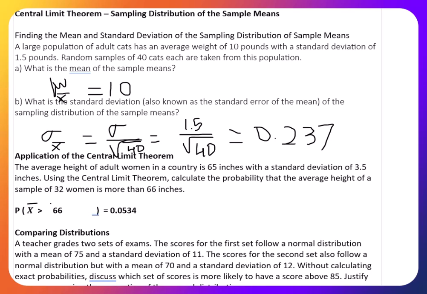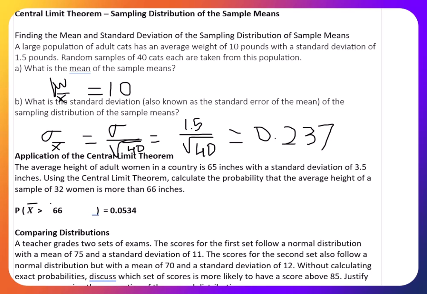Okay, this video has application to the central limit theorem, which is mainly section 8.1 in your textbook. Finding the mean and the standard deviation of the sampling distribution of the means. If we give you the original population of adult cats that has an average weight, a mean of 10 pounds and a standard deviation of 1.5 pounds, and random samples of 40 cats each are taken from the population, what's the mean of the sample means?